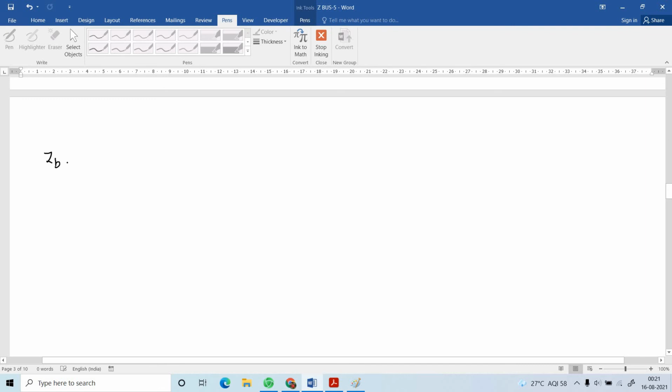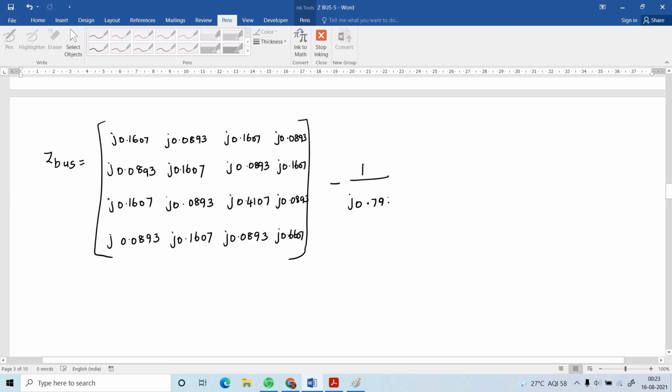Next, how to find out this ZBUS? Have to write the 4 cross 4 first. Minus 4 cross 4 is J0.1607, J0.0893, J0.1607, 0.7928. First write the column element, then write the row elements.